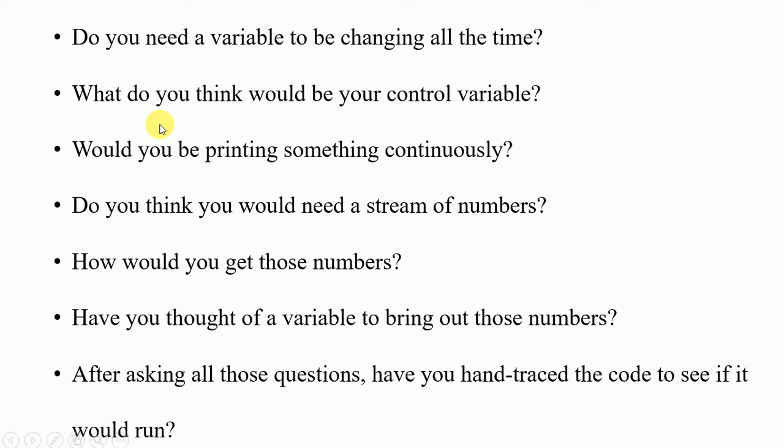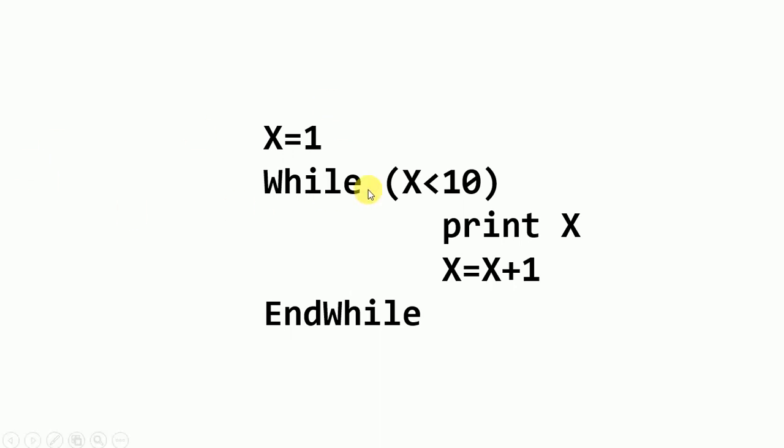Have you thought about how you will end your loop? Because a loop will only start if there is a condition, and that condition is true. Have you thought about how to end your loop? Would you be printing something continuously? Would you be doing something continuously? If you are supposed to do something continuously, then that thing should be inside the body of the loop. This is what I mean by the body of the loop. So you have the while here, you have the end while here. The middle part is where the statement that will be repeated continuously will come.